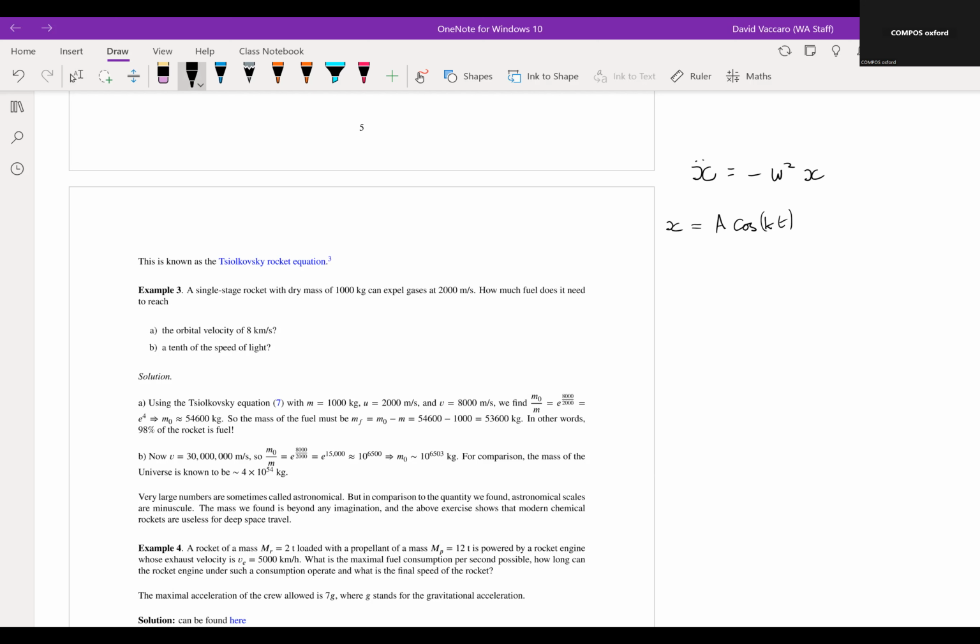If I differentiate a cos kt once, I get minus ak sine kt. If I differentiate it a second time, I get minus ak squared cos kt, which is minus k squared x. And to make it all work, I just need k to equal omega. So one possible solution is a cos omega t.